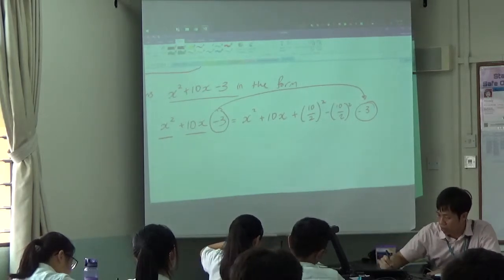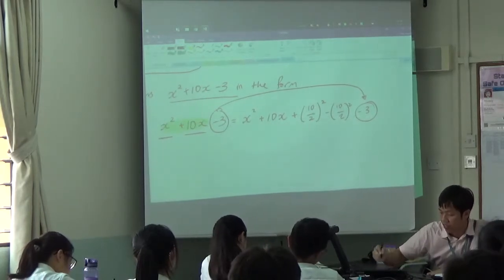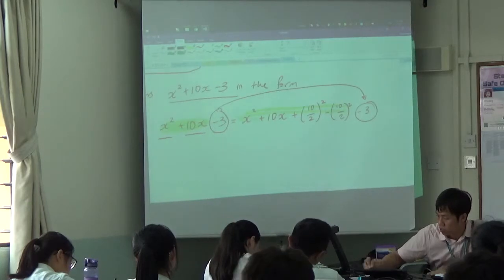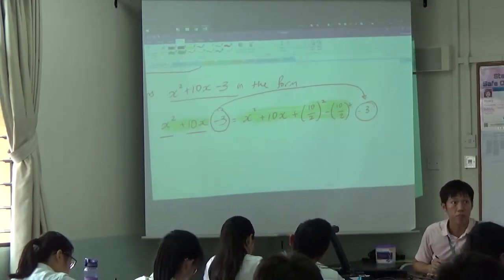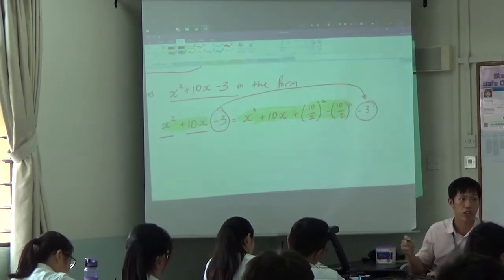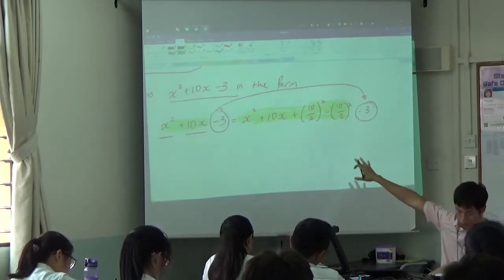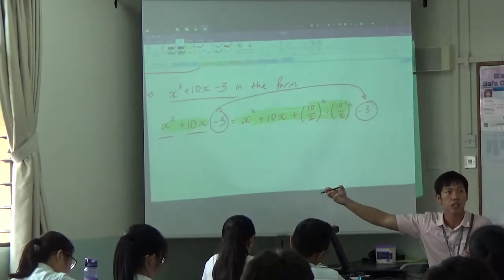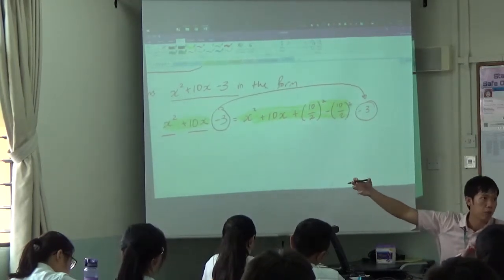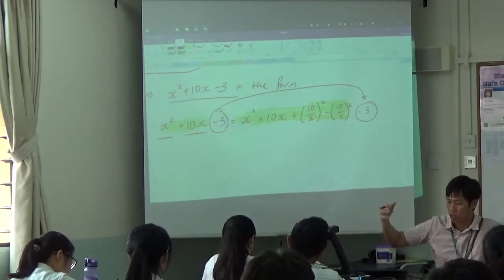So let me highlight these two parts. They are the same as this portion. The two green highlighted parts are the same. Can you all see that? Now the purpose of adding 10 over 2 square is to add in the missing piece, right? Remember, we want to add in the missing corner at the bottom of the square so that we can complete the square.